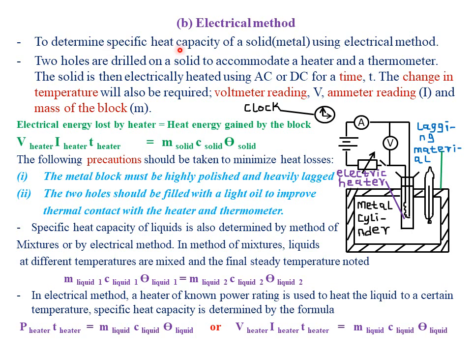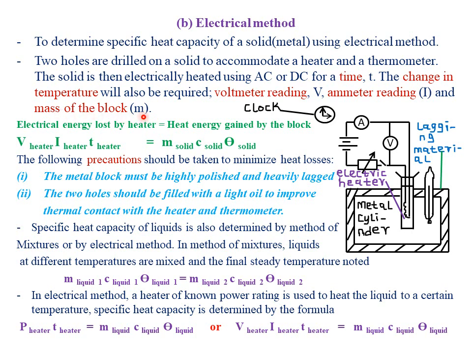It can acquire the heat easily, or it is simply a good conductor. So to determine the specific heat capacity of a solid using the electrical method, two holes are usually drilled in the solid to accommodate a heater and a thermometer. You can see our heater and our thermometer here. Then the solid is electrically heated using either alternating current or direct current for a time t. Then the change in temperature will be required. The other quantities that we shall need to measure are the voltmeter reading, the ammeter reading, and of course the mass of the block, which is noted by M.